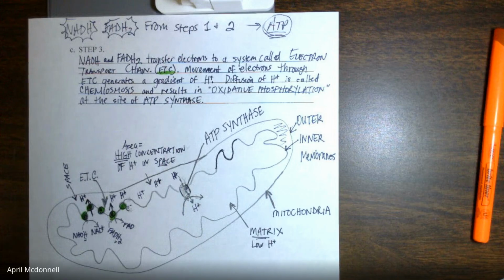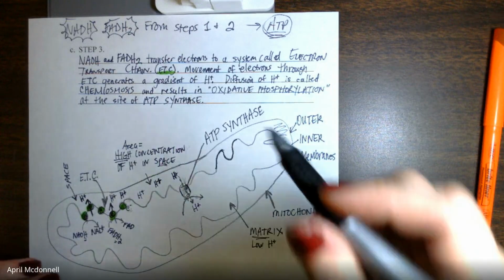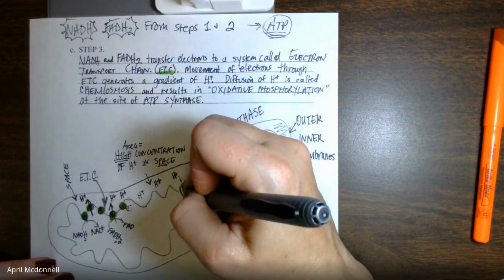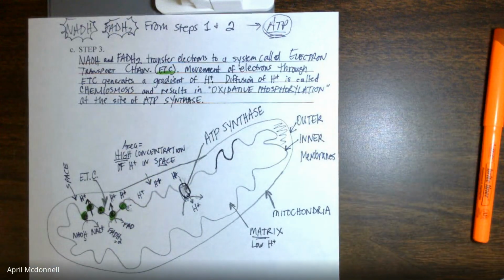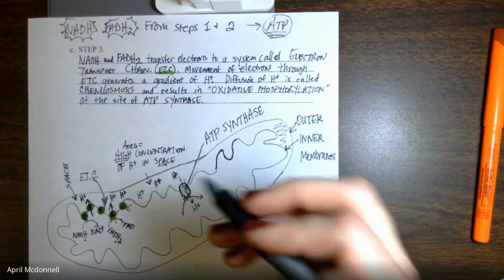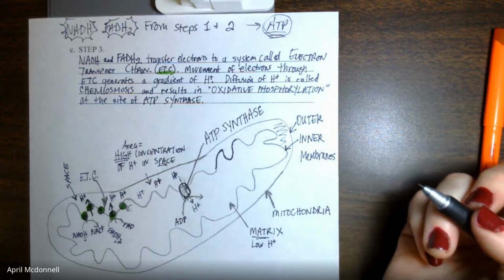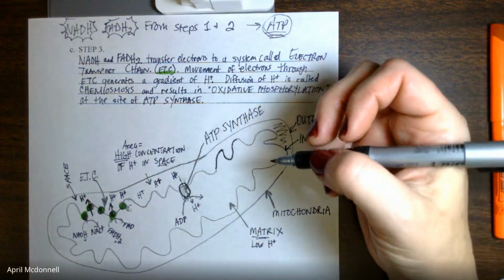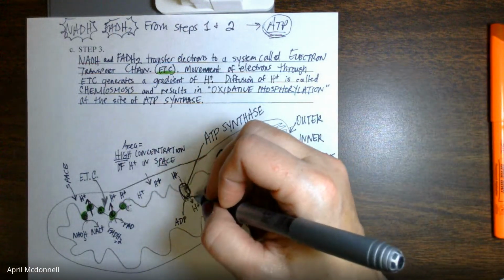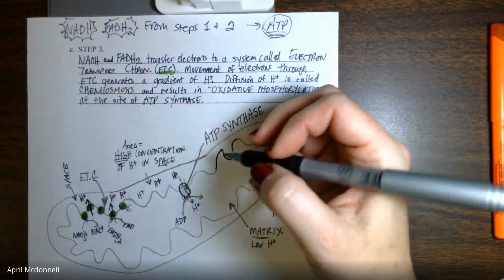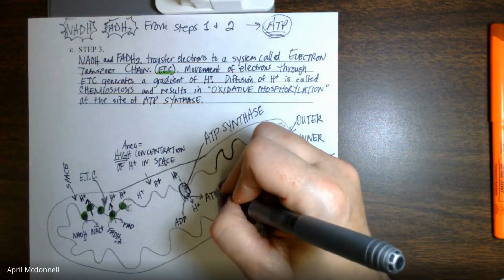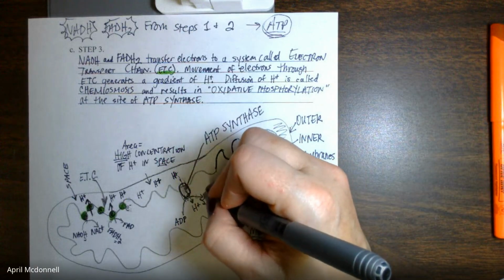Okay, so what happens is the diffusion of hydrogen ions through this weird structure called ATP synthase is going to result in a process called oxidative phosphorylation at the site of ATP synthase. And it looks like this. Oxidative phosphorylation is when we have the low energy ADP molecules and we connect a phosphate to that to become our high energy ATP molecules.